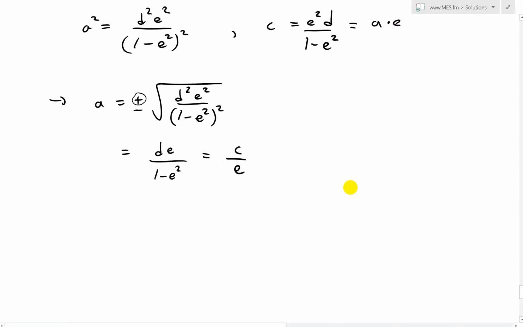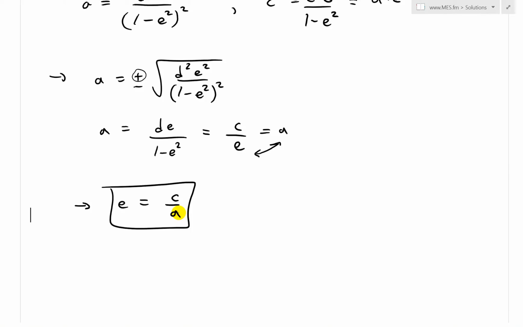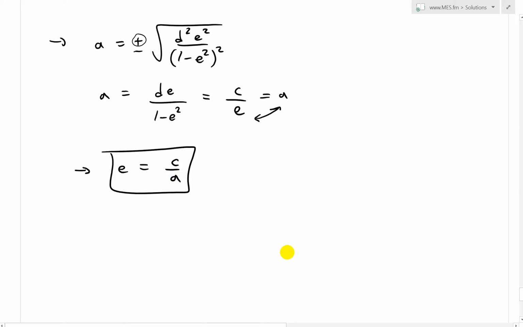So in other words, we write this as a equals c over e, move the e over there, and then move the a to this side. So we get e equals c over a. So the eccentricity is equal to c divided by a, where c is the distance to the foci, and a is the term you're squaring and dividing into the x component of the ellipse formula.